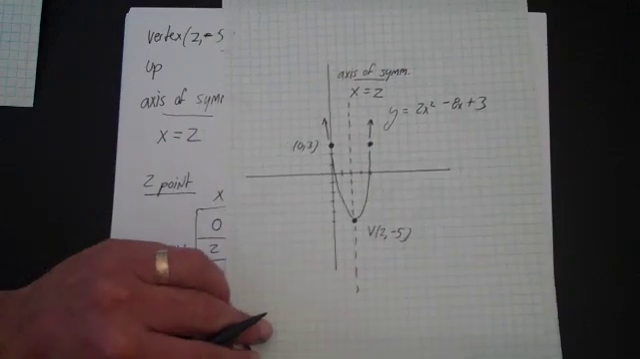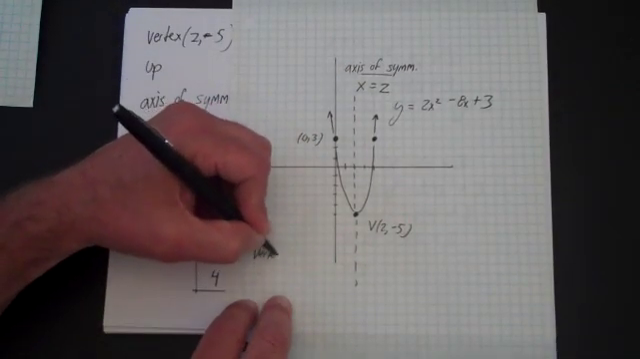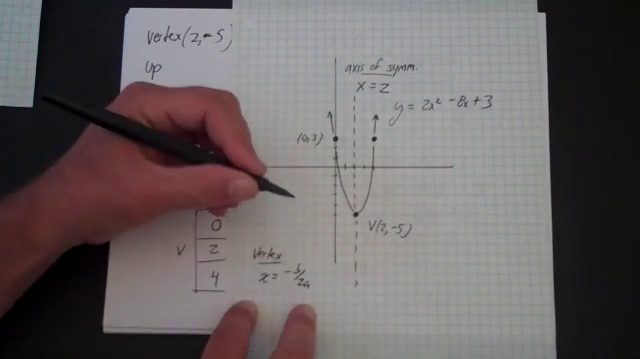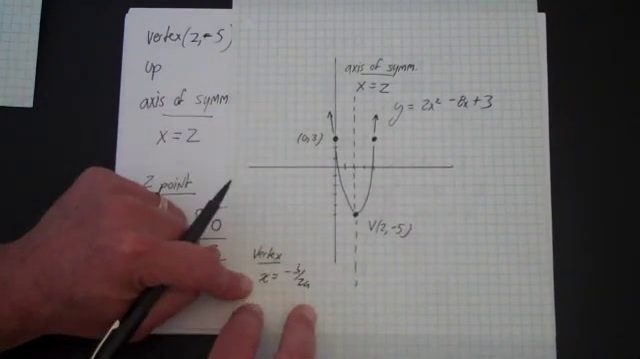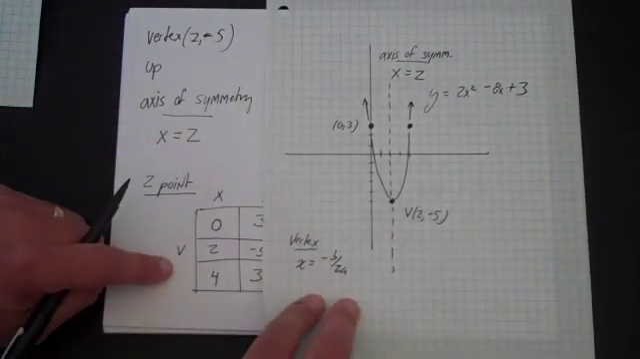What did we do? We first found the vertex. The way you find the vertex is x is equal to minus b over 2a. Once you know the x value of the vertex, you plug it in to find the y value. Then you know the axis of symmetry and you do a table of values.